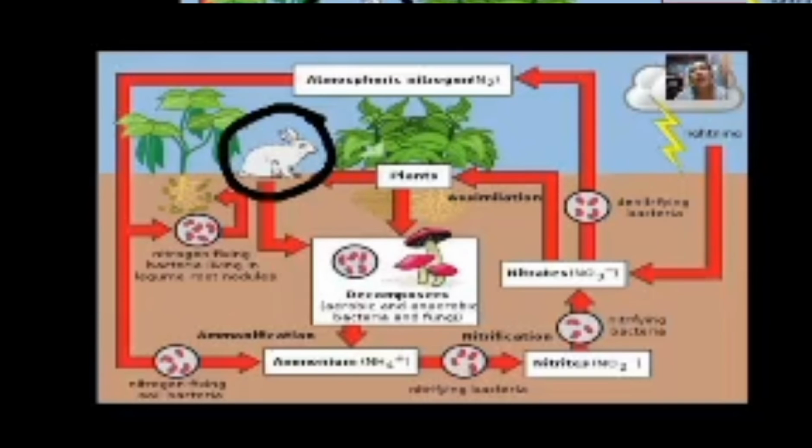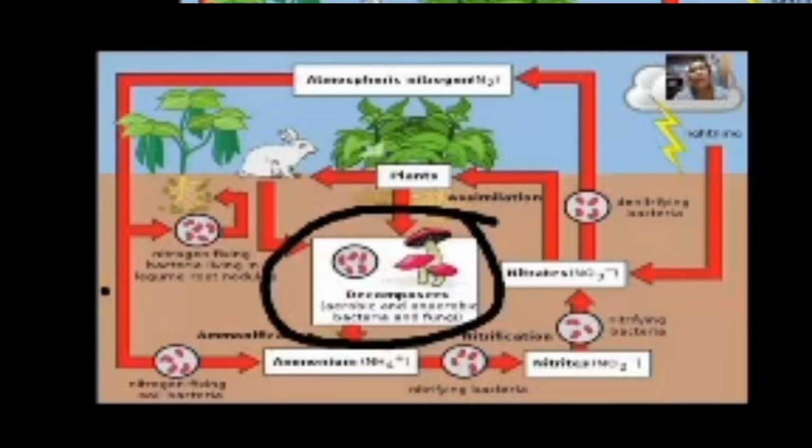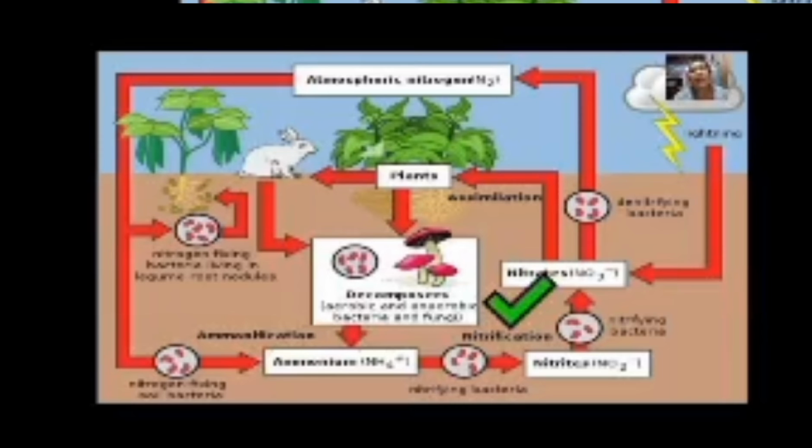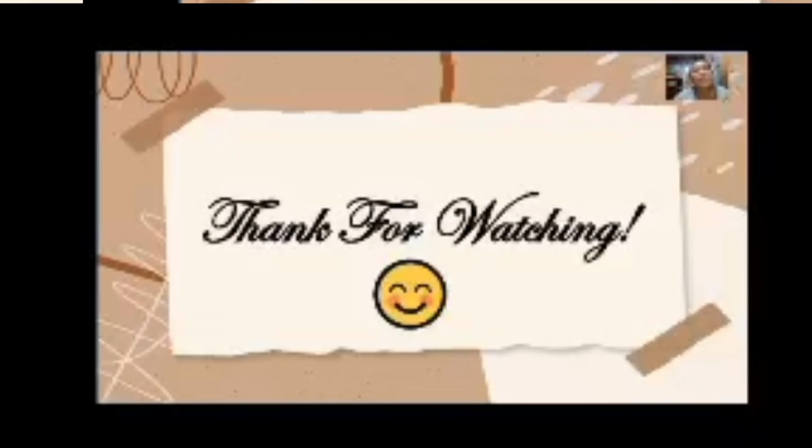Also, once the animal eats the plants, the animal either dies or needs to get rid of waste. Another type of bacteria then takes this, along with the decomposers, and breaks down the nitrogen either in the waste or the dead animal. And by a process called ammonification, the nitrogen can enter the cycle once again at nitrification, and the cycle continues.